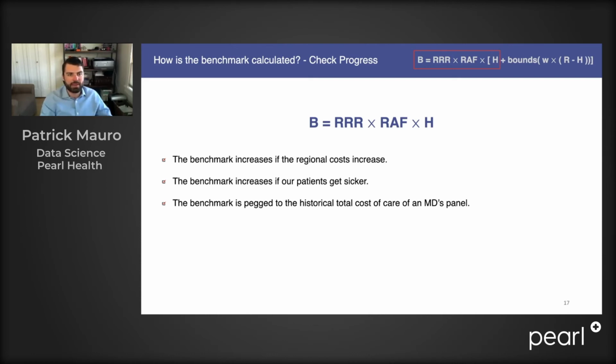Now, if our patients get sicker, we would hope that the benchmark gets higher, because it should cost a little bit more money to provide care for sicker patients. And so we see that as well. If the risk adjustment factor increases, the benchmark increases. And similarly, because of that term H in there, the benchmark is largely calculated around the historical costs of a provider. So I'll stop here because this is a good spot to check for other questions.